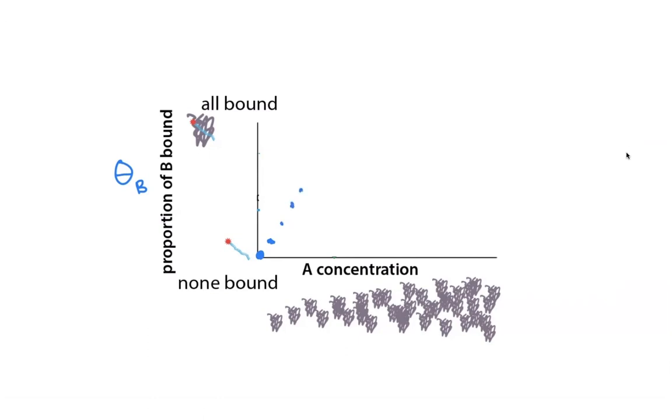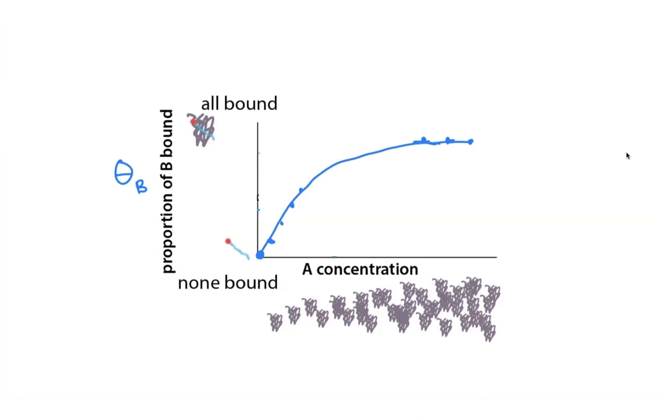But what happens if you end up with a lot of A? Well, now all your B is going to be saturated. So if you have a ton of A, you're going to saturate all of your B, and so you're going to be all bound. Even if you add more A, you're going to plateau out. And in between, we'll have a curve like this. So we get this hyperbolic curve.